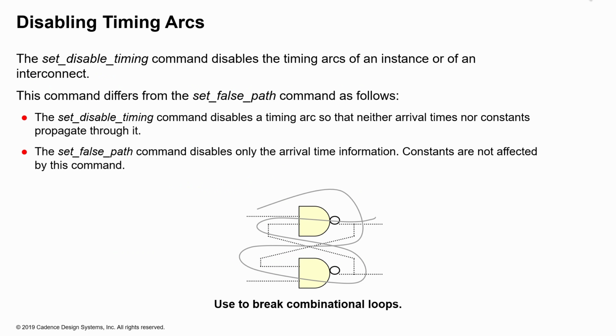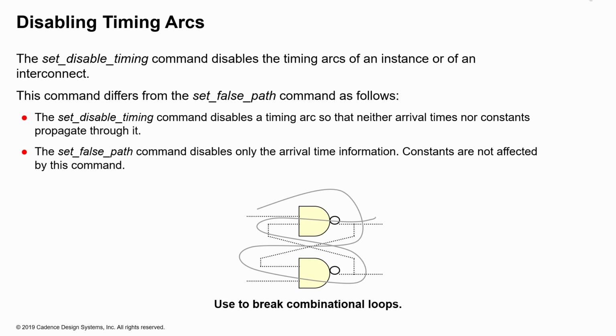If you don't want to use a specific timing arc of a particular cell because you either want to improve the timing or you just don't care to use that particular path through that particular cell, you actually can choose to use the set disable timing command instead of set false path.